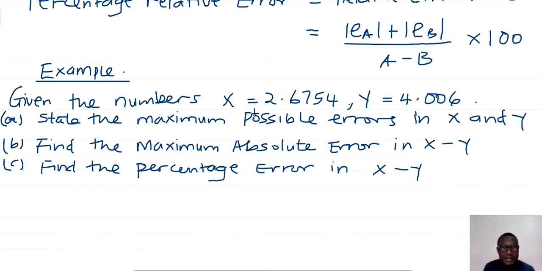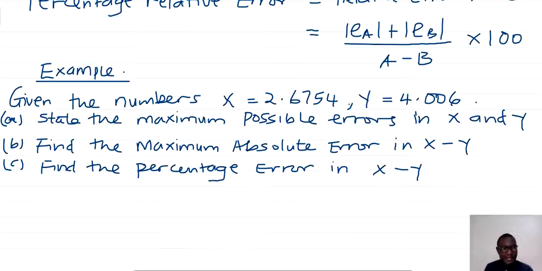Given numbers x equal to 2.6754 and y equal to 4.006, they need us to state the possible errors in x and y. In other words, they need us to find the tolerance error in x and y. We shall do that. Find the absolute error in x minus y. Find the percentage error in x minus y.